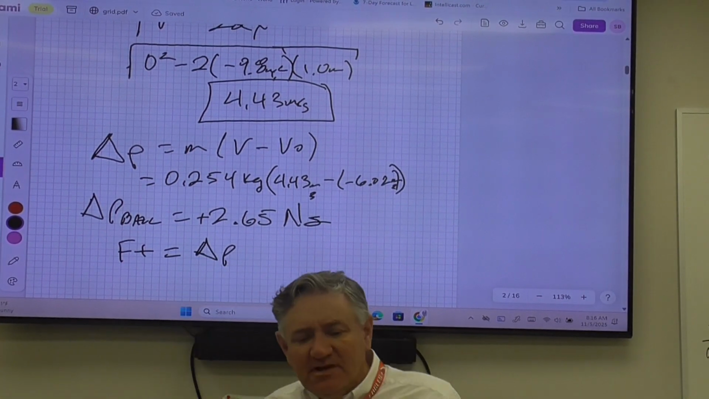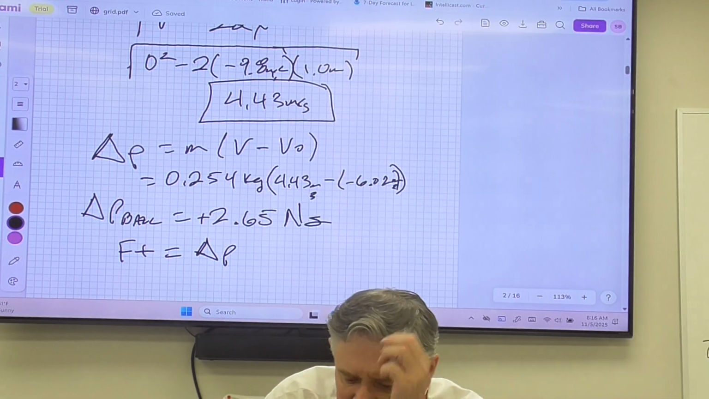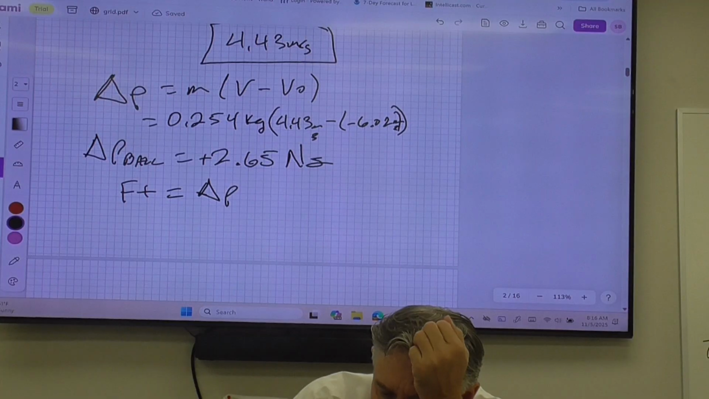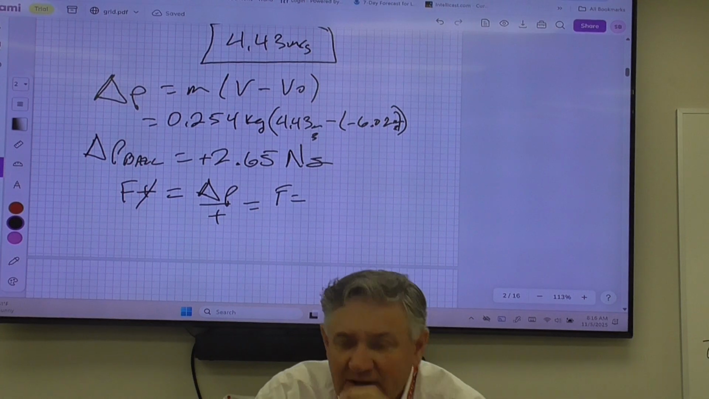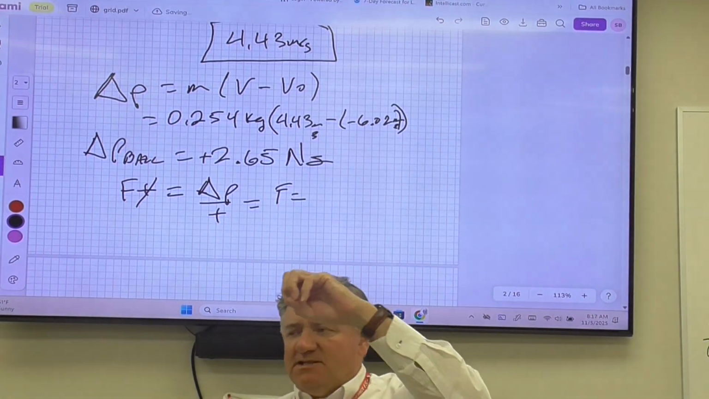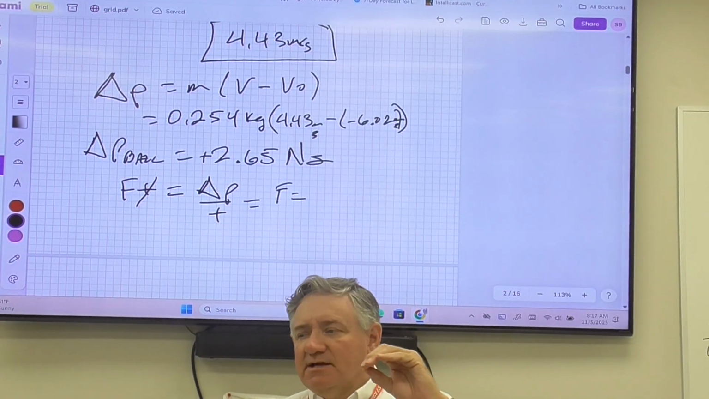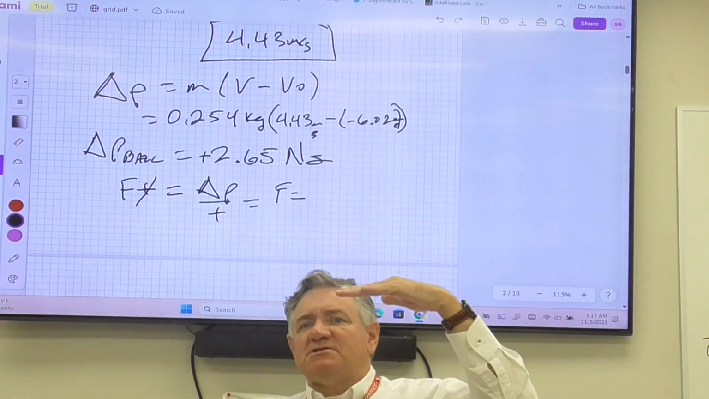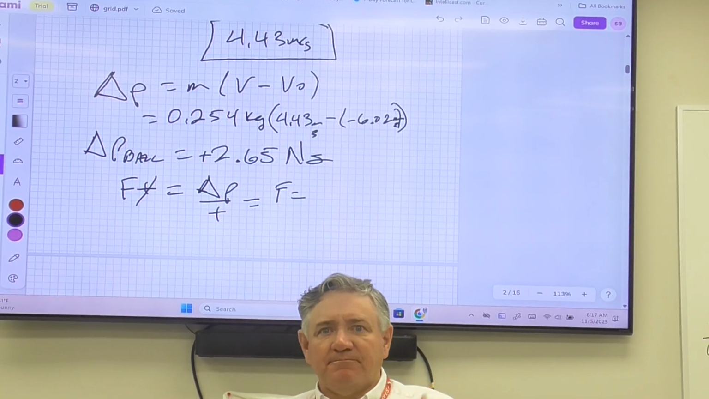So, at this point, we know the change in momentum of the ball, 2.65 newton seconds, and that equals force times time. So I divide that by time, I get my force. This is just a rate function. When you take change in momentum and divide it by time, all you're saying is that this is the rate at which the momentum changes. Okay? It's a rate function.